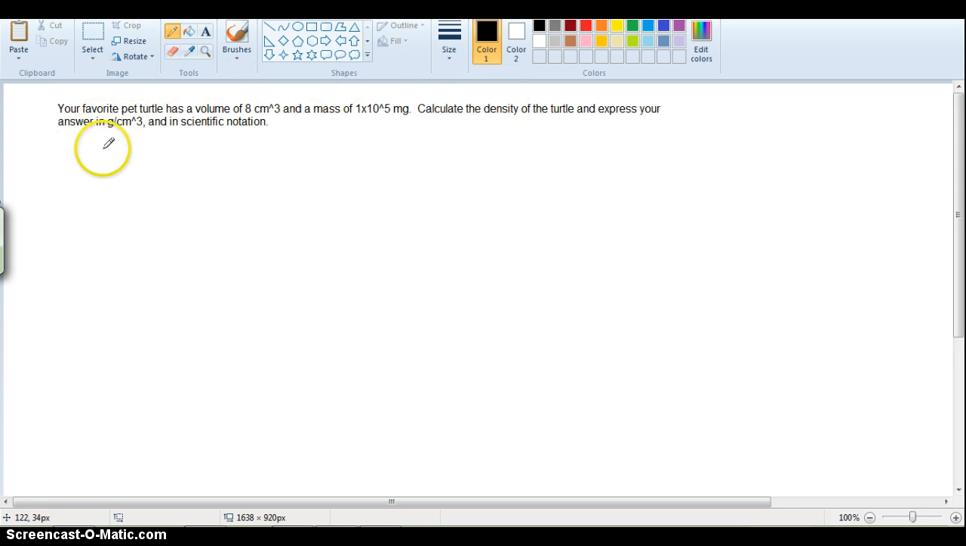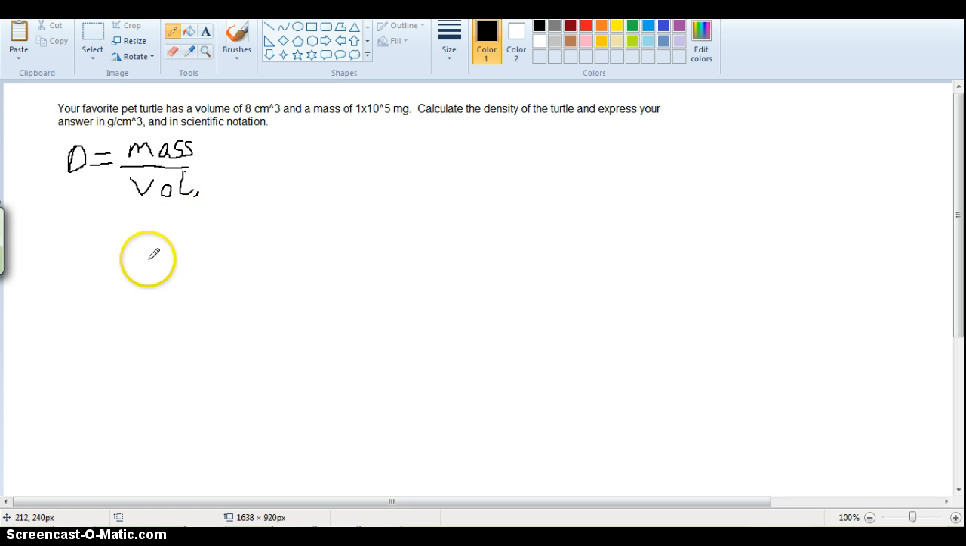So first off, the formula for density, if you remember, is D equals m over v, mass over volume. So D, density, equals m, mass, over v, volume. So density equals mass over volume.